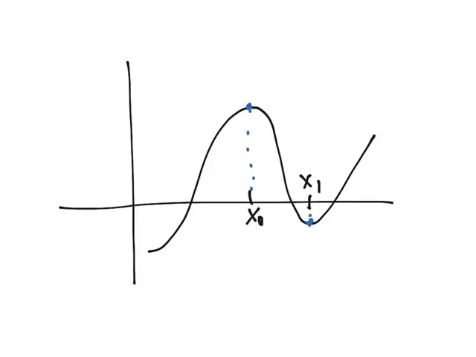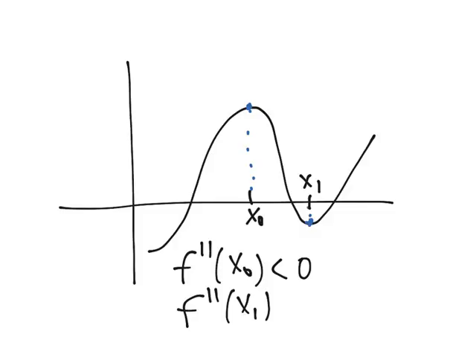Similarly, at this point here, let's call it x1, we can see that it's at a minimum by checking the second derivative, since the second derivative will be larger than 0. So f double prime of x0 is less than 0, and f double prime of x1 is greater than 0. While this second derivative test works most of the time, there are still cases where the second derivative will be equal to 0, and you won't be able to tell whether it's a minimum, maximum, neither, and possibly an inflection point as well.